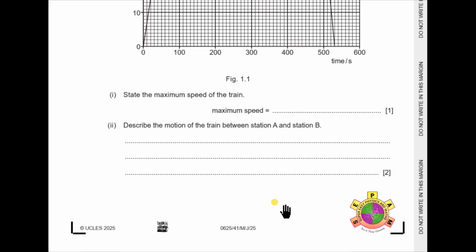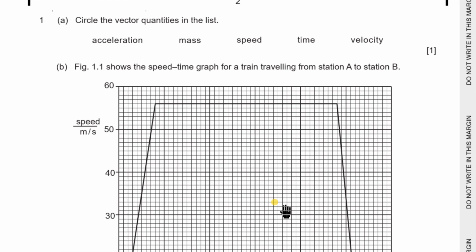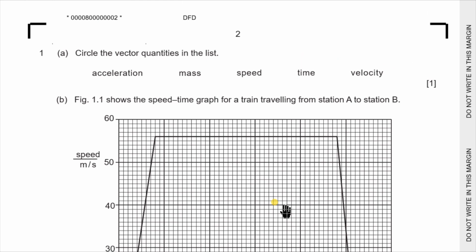And then, so let's answer the question as it is. First of all, let's zoom in and look at what we have here. Question 1A, circle the vector quantity. So you were given acceleration, mass, speed, time, and velocity. Which of them are vector quantity? Vector quantities are quantities that have magnitude and direction.